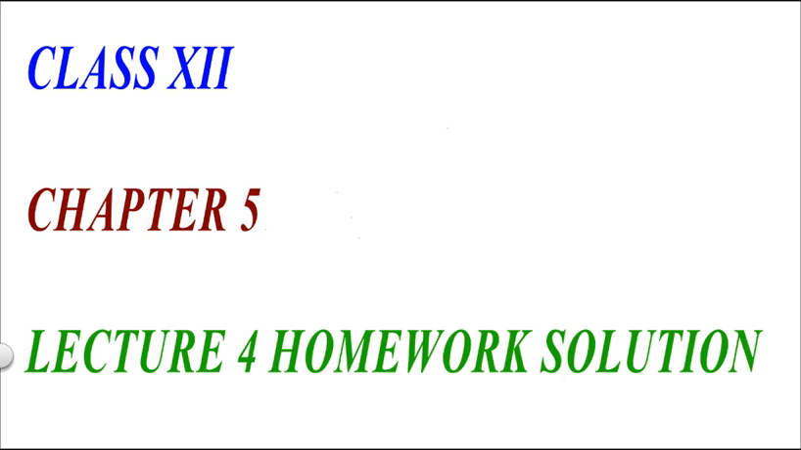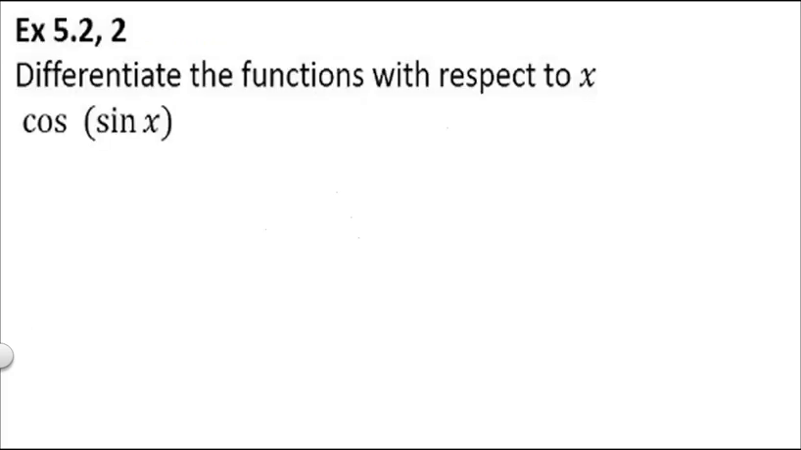So let us start with the first question, which is question number 2 of exercise 5.2. Here we have to differentiate the following function with respect to x. So we will write d by dx of cos of sin x. As you can see, it is a composition of two functions, one is cos and another is sin. So chain rule is to be applied.